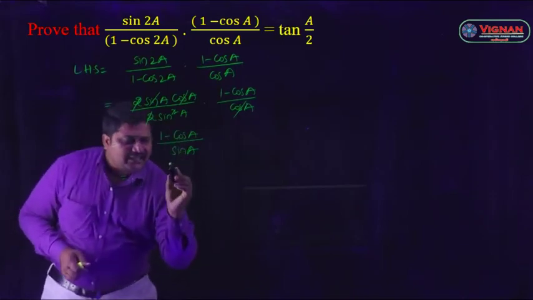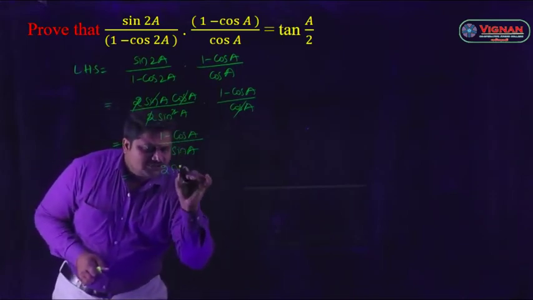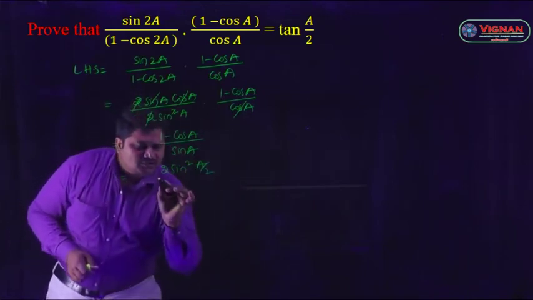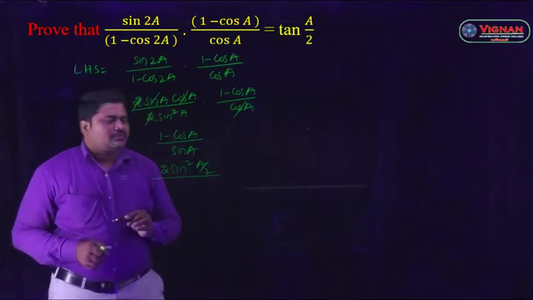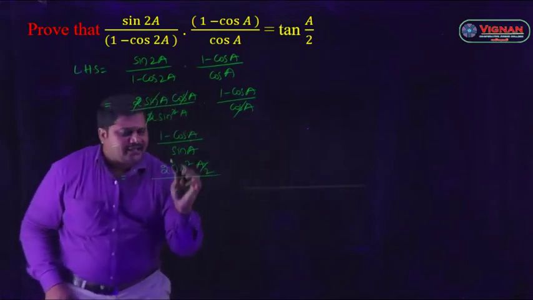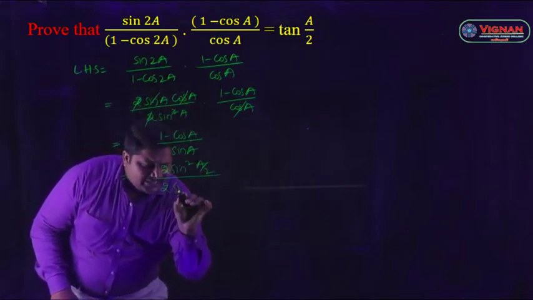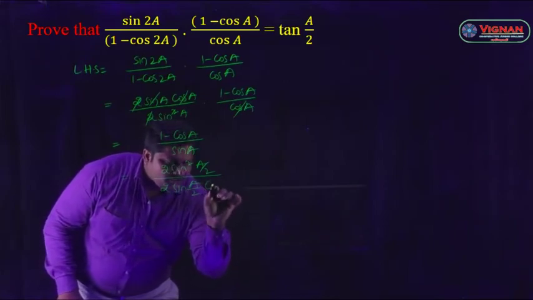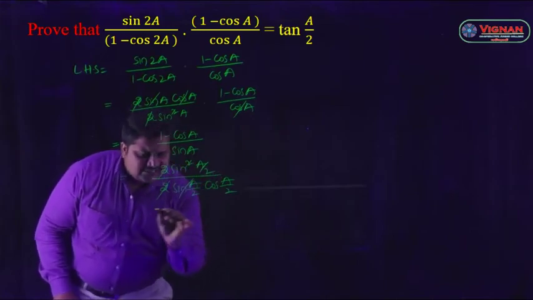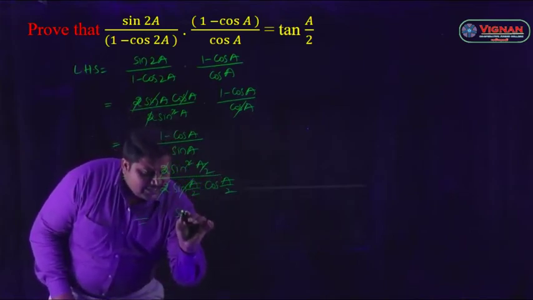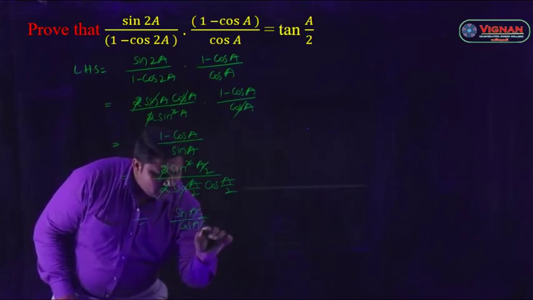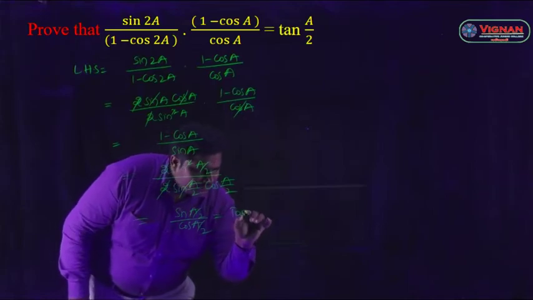1 minus cos a is equal to 2 sin square a by 2. This is a half angle formula. And another half angle formula, sin a is equal to 2 sin a by 2 into cos a by 2. Here 2 gets cancelled, one sin a by 2 gets cancelled. Here we have sin a by 2 by cos a by 2, that is equal to tan a by 2.